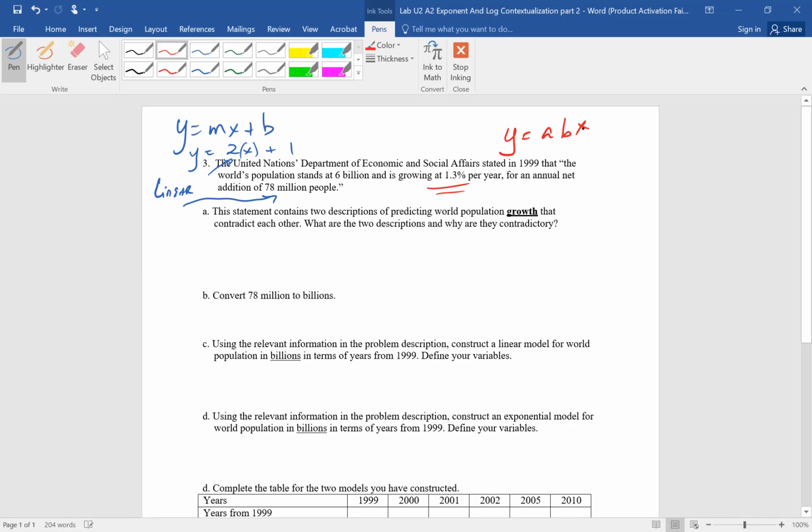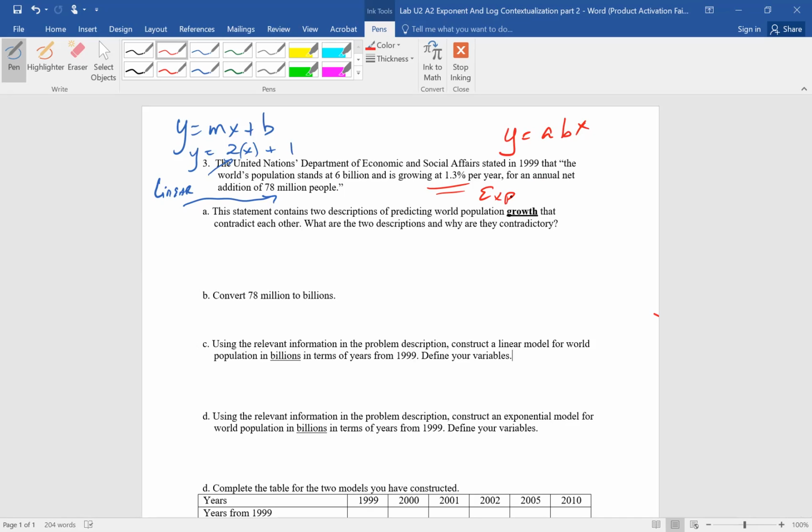So that's really the verbal. I know I asked you to write it down, but the two descriptions are contradictory because one of them is describing a linear model, the other one is describing an exponential. And you can't have both. You have to choose one or the other.